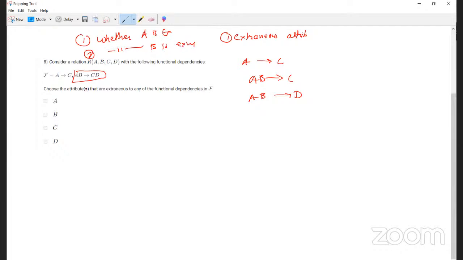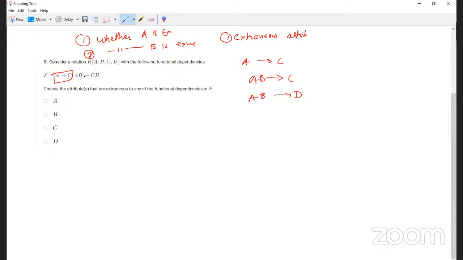So here is what you will do. At first, we'll check whether A is extraneous or not. So I will remove A, I will skip this A. If I take the closure of B, am I getting CD? The closure of B is getting CD or not here? No, right? So let us check for B now.